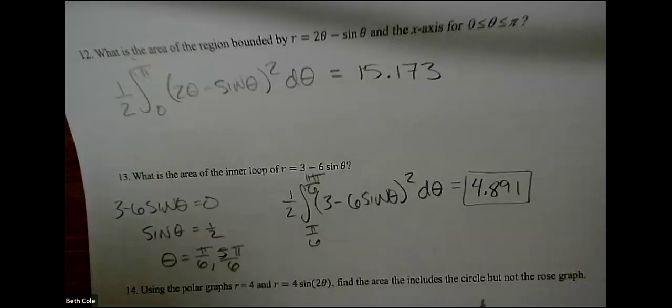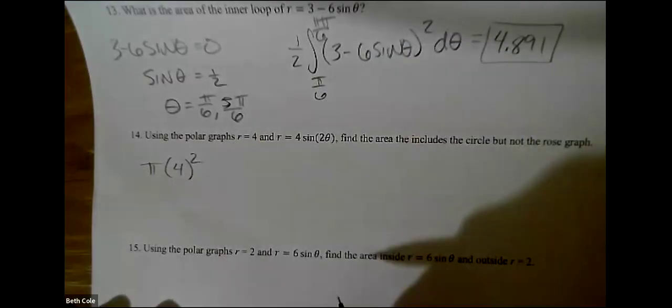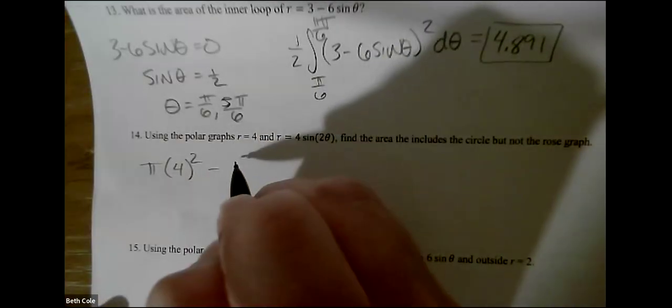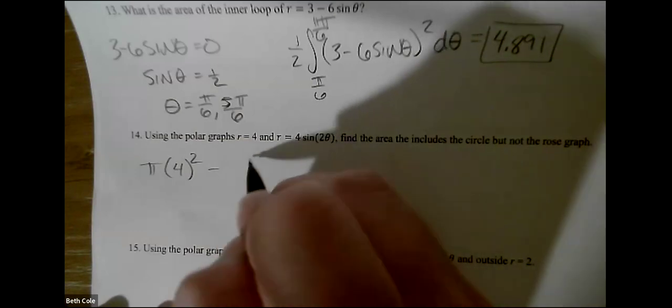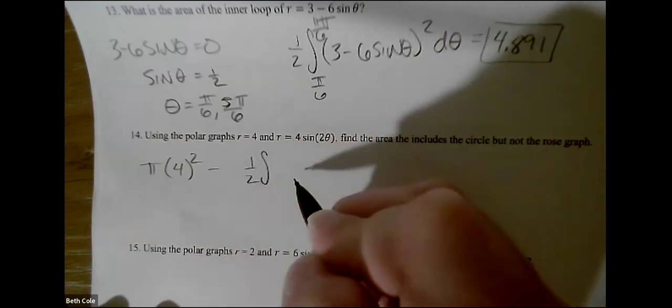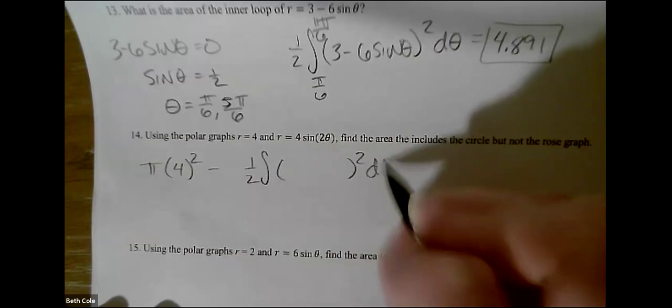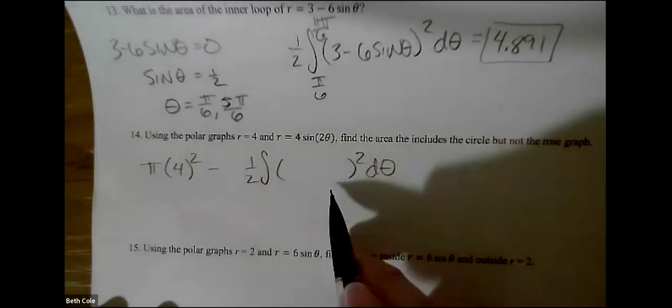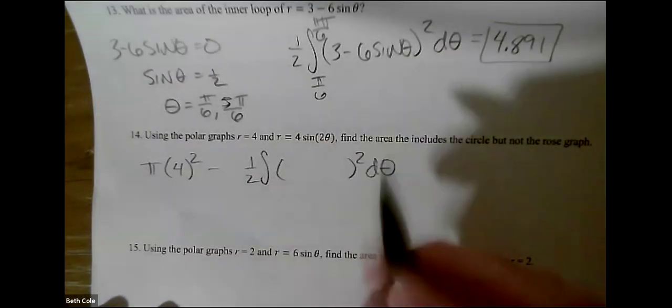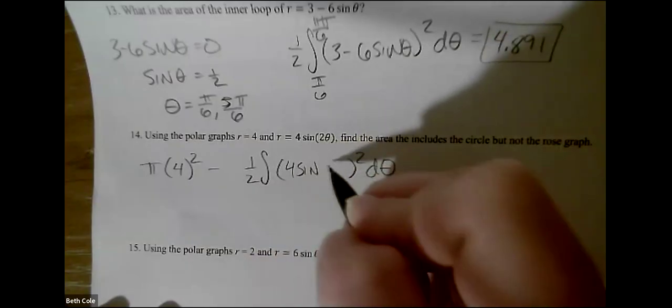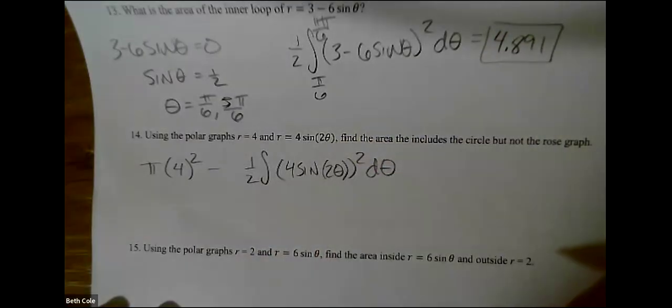So let's think about what the area of a circle is. Area of a circle is pi r squared. So we're going to do pi times 4 squared. That's the circle minus, and I'm going to leave a little gap here, the area of the rose graph, which is going to be 1/2 r squared d theta. So this 4 sine of 2 theta goes right there.